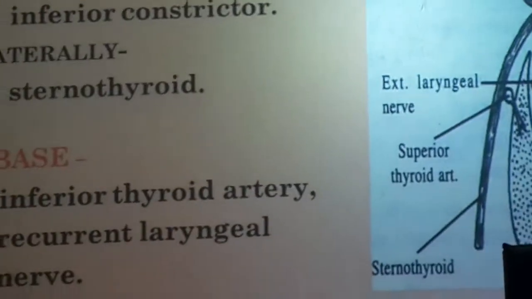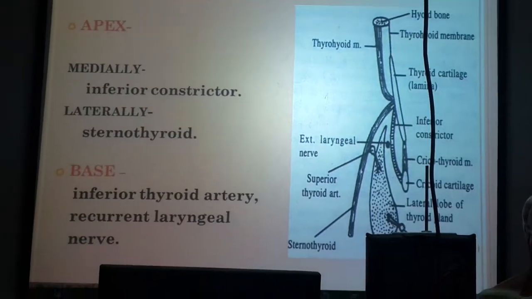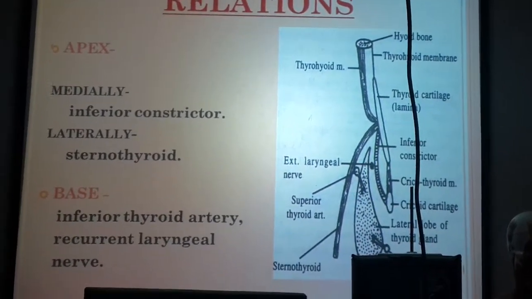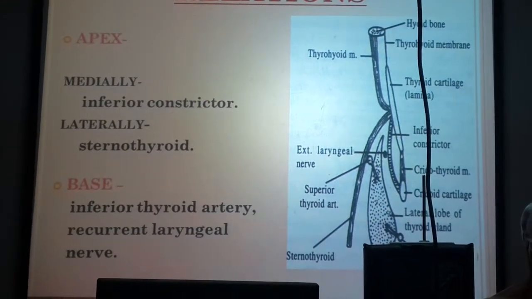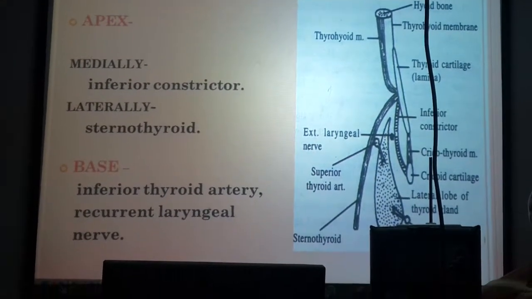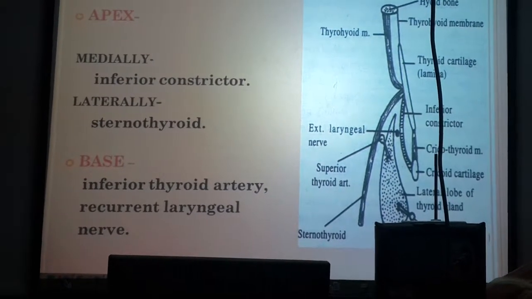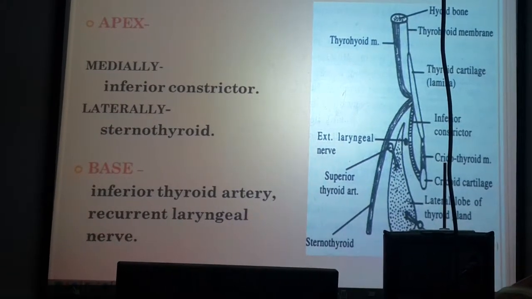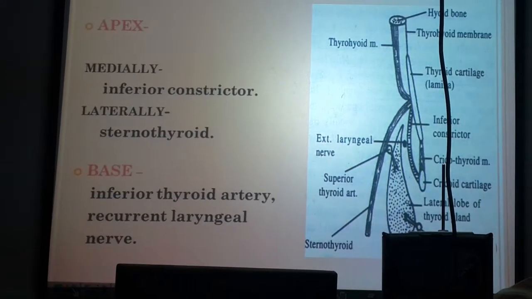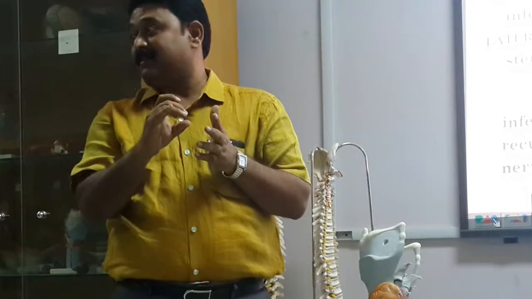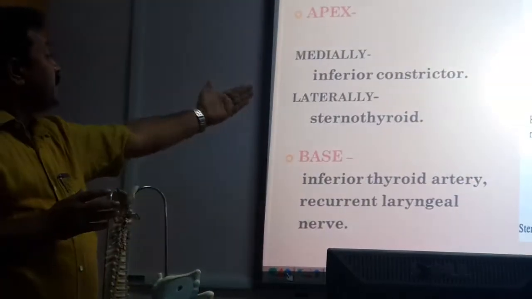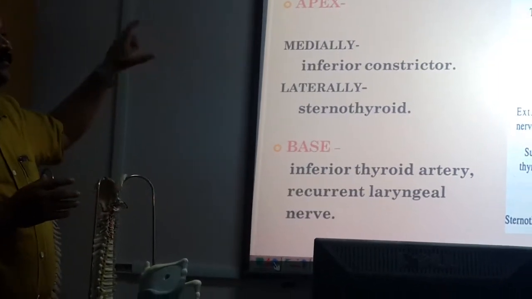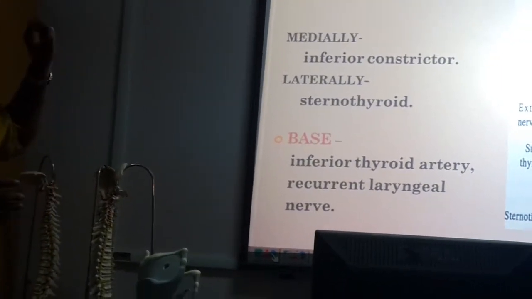Next is about the relations of thyroid gland. Apex part, medially, it is related to inferior constrictor. Inferior constrictor is a muscle of the pharynx. Pharynx you have to study: superior constrictor, middle constrictor, and inferior constrictor muscles are there, isn't it? So, medially, the apex of the thyroid gland is related to the inferior constrictor.